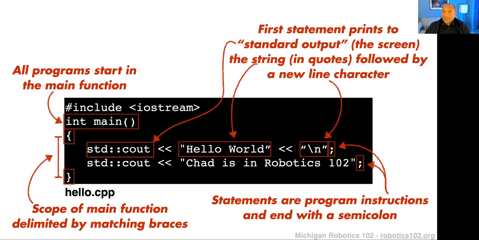We call that an output stream. And we're going to output two strings. One string is going to be hello world. The string is given in double quotes. Anything in the double quotes is considered text that we just want to output to the screen.